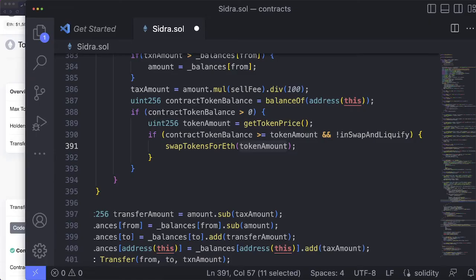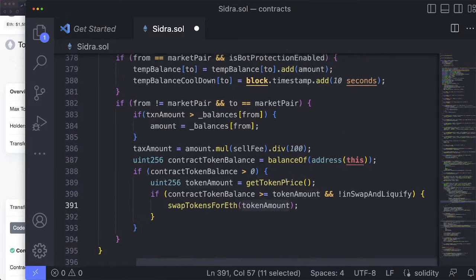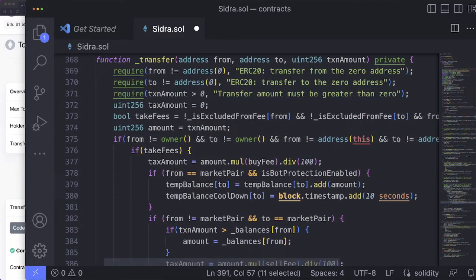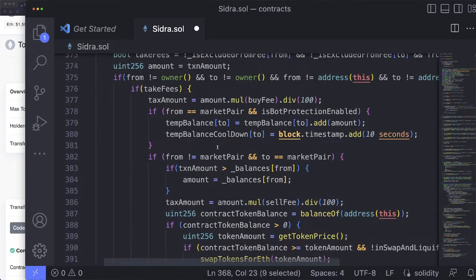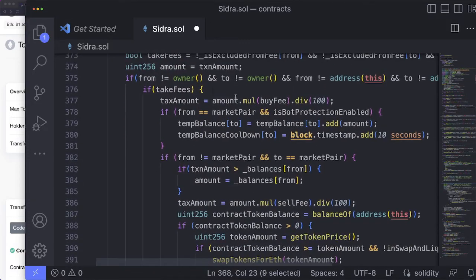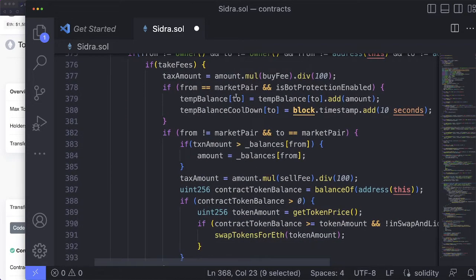So I've pulled the contract over into VS Code to be able to get a better view of it and to be able to search it better. What we're going to focus on is the transfer function here. The transfer function has some logic in it that will only trigger the sell if very specific criteria are involved.